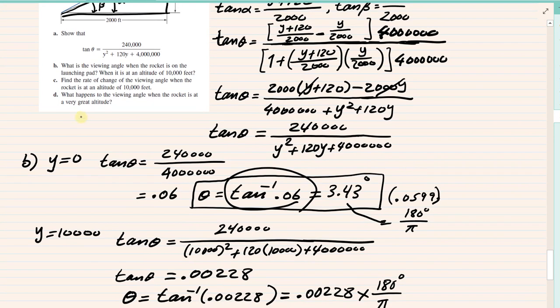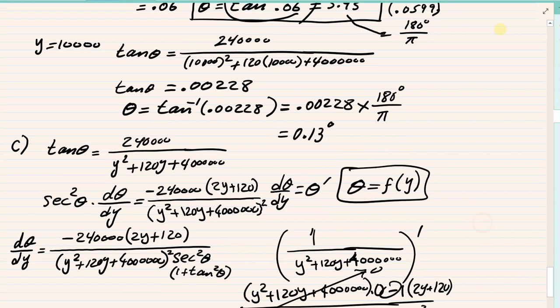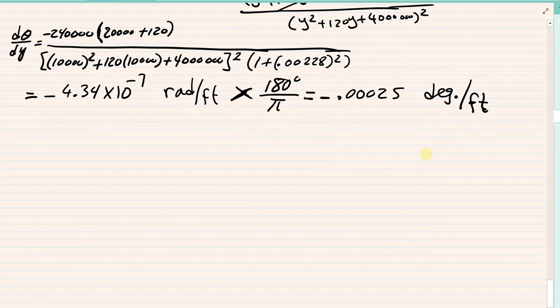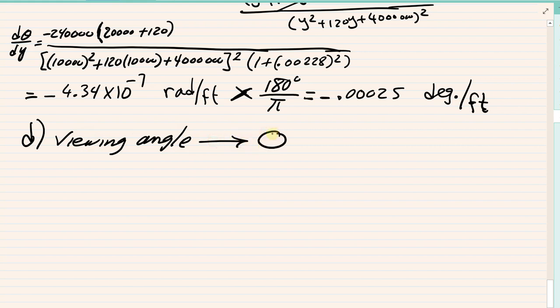In part D, what happens to the viewing angle when the rocket is at a very great altitude? Means as y approaches infinity, right? For the answer to that, we're going to say the viewing angle approaches 0 as the altitude increases. And there you go. That's why when things move up, they get really small, right?